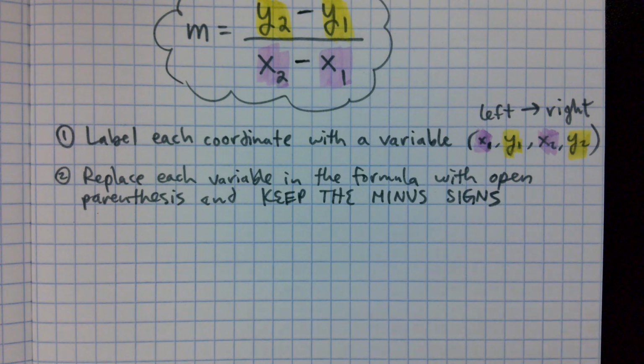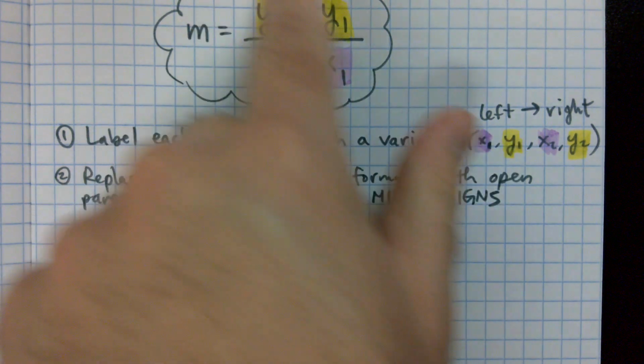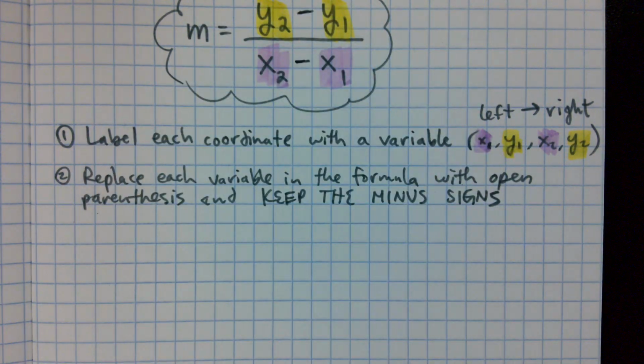But it's a lot easier to go through, okay, step 1, I just got to label each of my coordinates from left to right, x1, y1, x2, y2. Okay, I did that. Now I just need to take out all 4 of these variables, replace them with some parentheses, and keep those minus signs where they're at. Seems simple enough. I can do that.